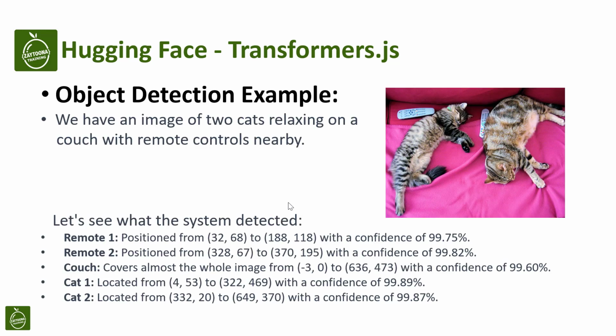Let's visualize a picture. Two cats resting on a bed, and there are two remote controls beside them. When this image goes through our object detection tool, it smartly spots and pinpoints these items. Here is what we get. The system sees two separate remotes and is pretty sure about it, telling us exactly where they are with boxes. It also picks up on a big couch or bed in the photo.